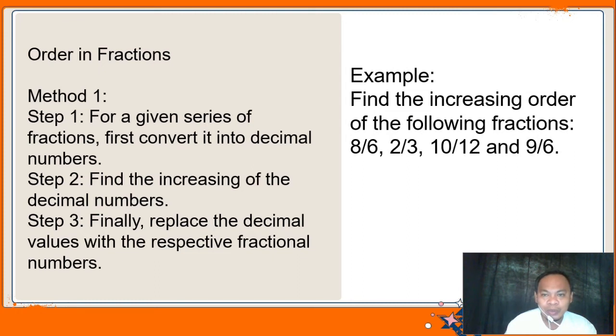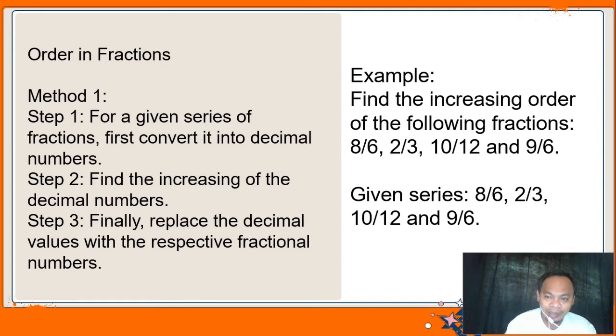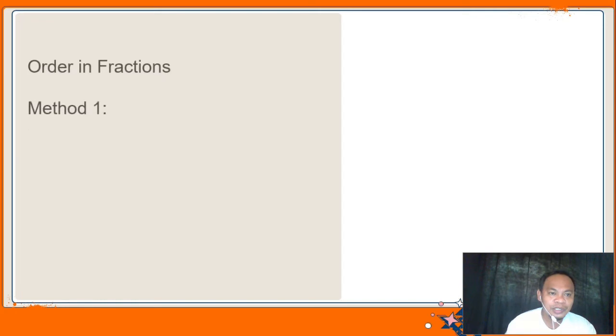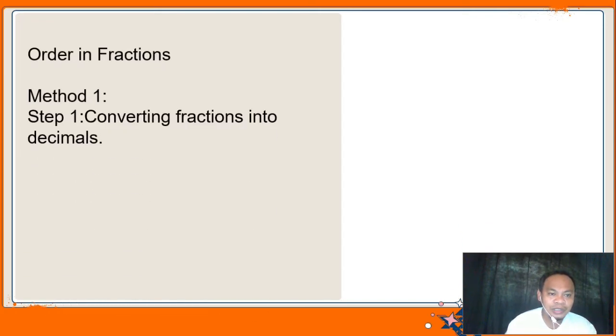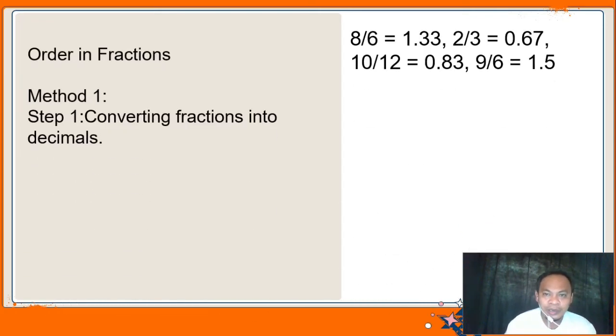Okay, for example, we have this one. Find the increasing order of the following fractions: 8 over 6, 2 over 3, 10 over 12, and 9 over 6. So, ang ating given series ay 8 over 6, 2 over 3, 10 over 12, and 9 over 6. So, for step 1, converting fractions into decimal. We have here 8 over 6, that is equivalent to 1.33. And for 2 over 3, that is equivalent to 0.67. And 10 over 12, that is equivalent to 0.83. And 9 over 6, that is equivalent to 1.5.